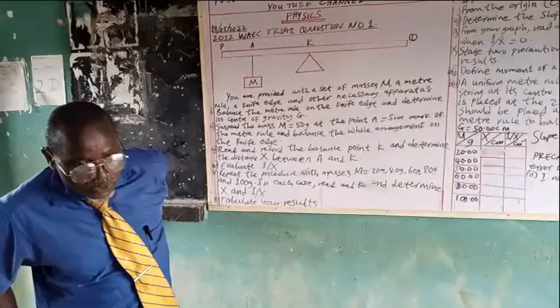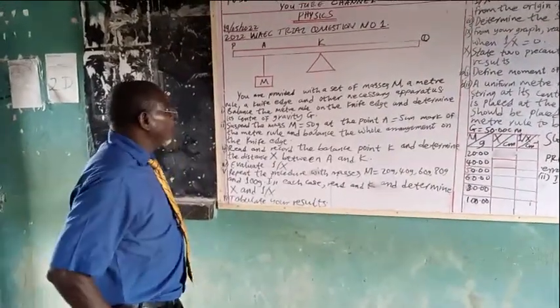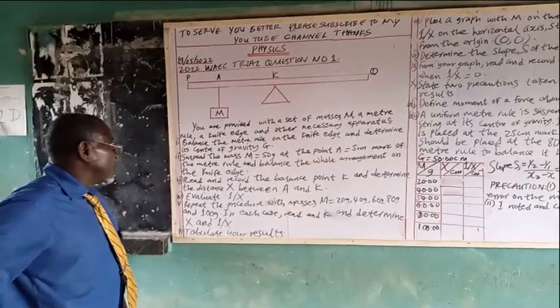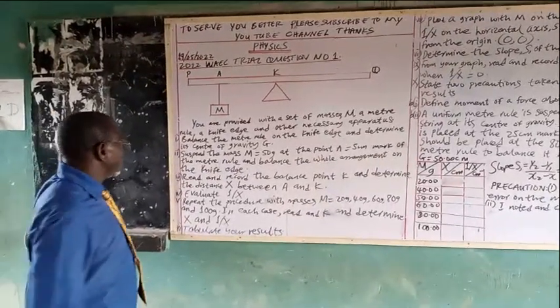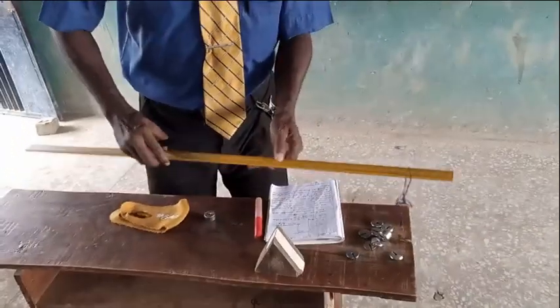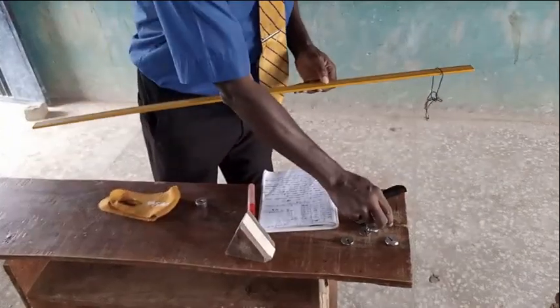Architects, surveyors. This evening we are going to examine 2022 WAEC trial question number 1. And this is the diagram. This is the meter rule. This is the knife edge. These are the masses.